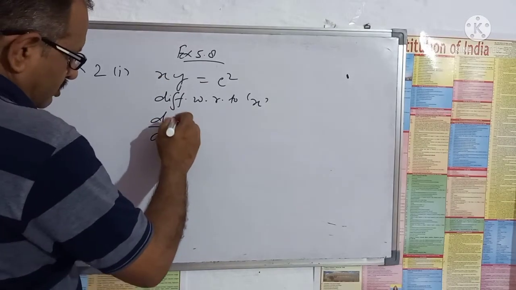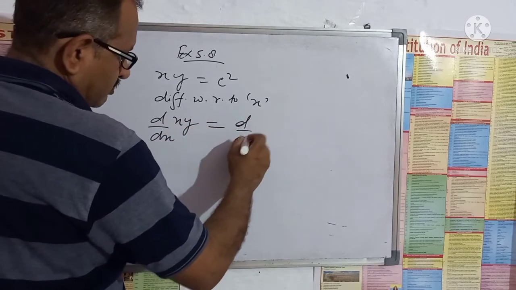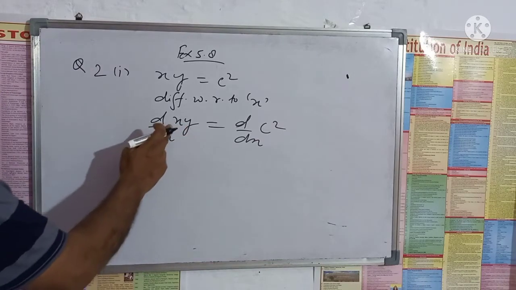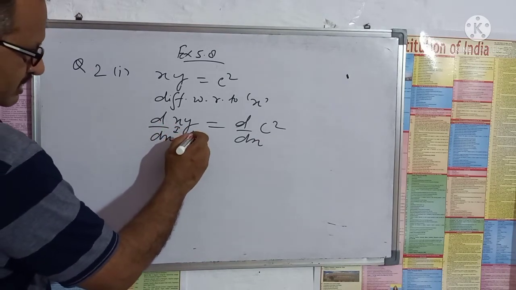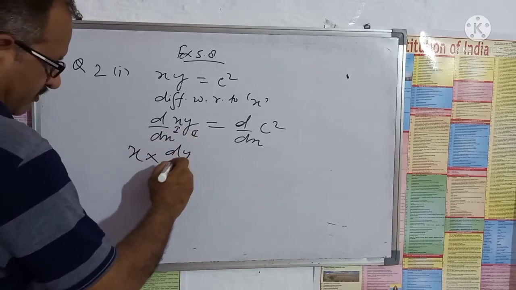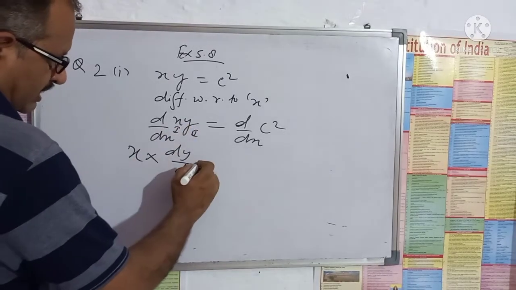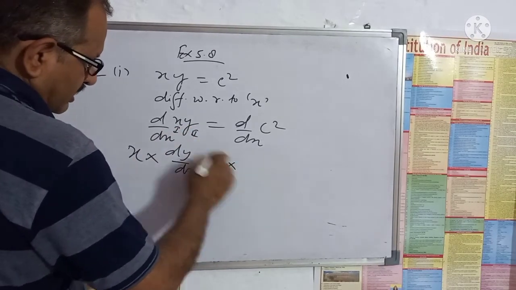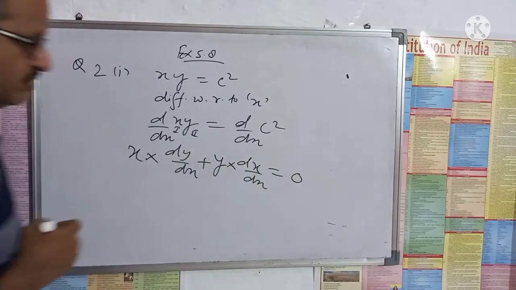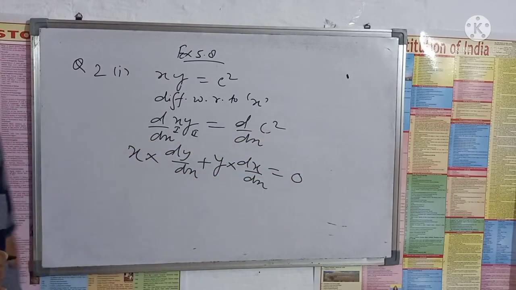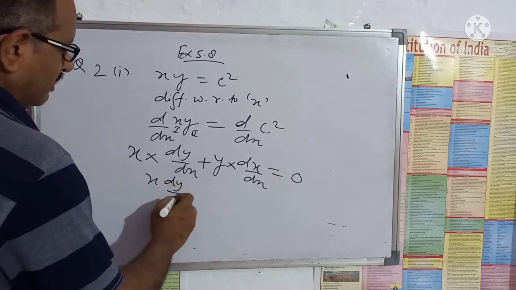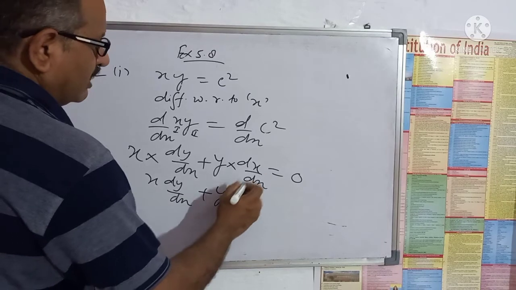d by dx of xy is equal to d by dx of c square. Use your product rule. x is the first function, y is the second function. What is the rule? First function into derivative of second, that is x into dy by dx, plus second function y into derivative of first, x. And this will be 0. It is a constant term, so derivative will be 0.